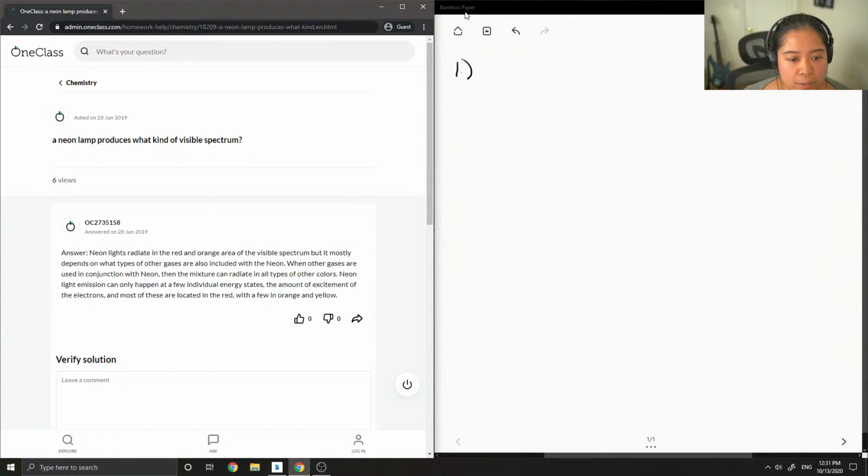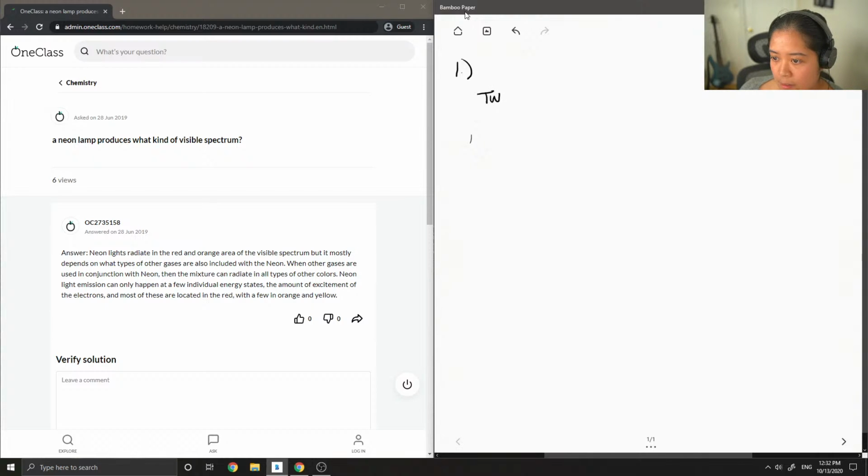Okay, so the first question asks, a neon lamp produces what kind, I'm assuming light, on the visible spectrum? Let me just write down, this is question number 1. So basically, I'm just going to give a rundown of the different classes of spectra we can have. You can have 2 distinct classes of spectra.